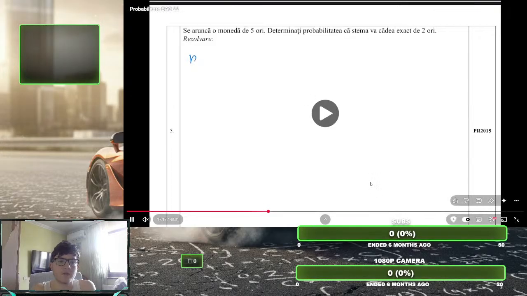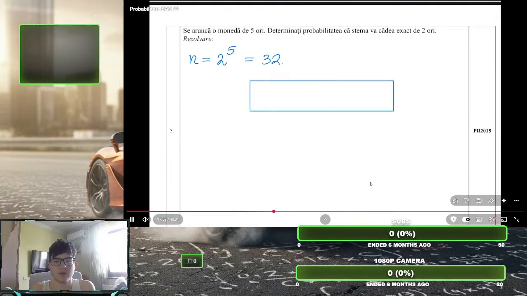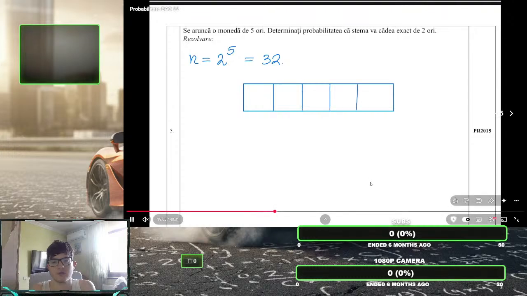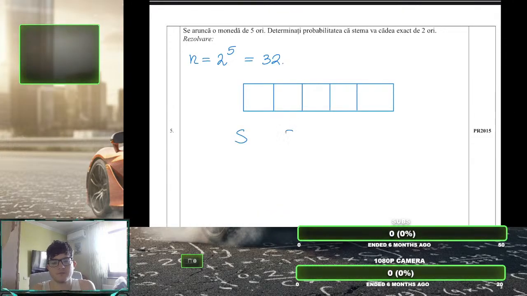Let's just watch it. And obviously it's easy, 32. But if M is super hard, how am I supposed to know it? Yes, 5 squares, whatever. Yes, so the S represents heads, in my case.